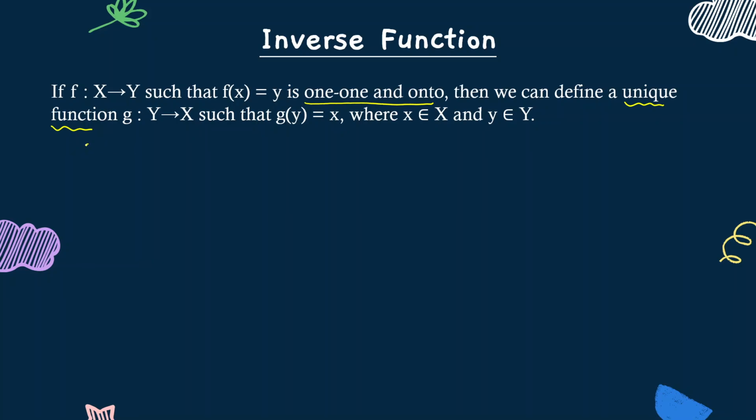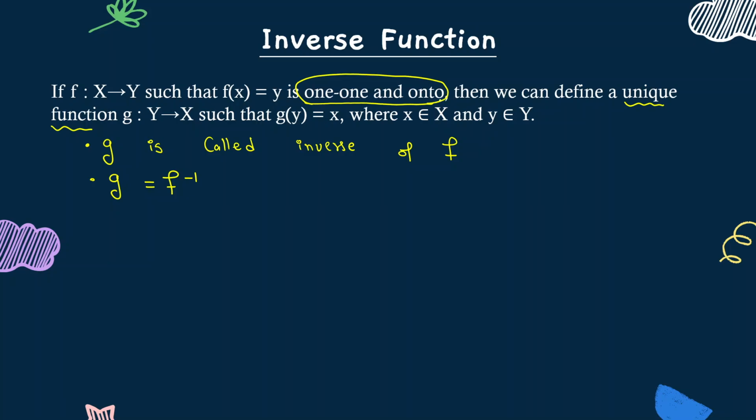Then this function g is called the inverse of f, and this function g is then denoted by f inverse, since it works in the inverse process. Right? So the inverse function exists when your function is both 1-1 and onto.